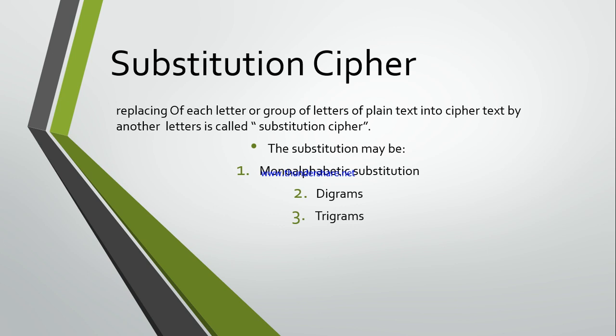Substitution ciphers. Replacing each letter or group of letters of plain text with another letter in the ciphertext is called a substitution cipher. The substitution may be monoalphabetic substitution, digrams and trigrams.